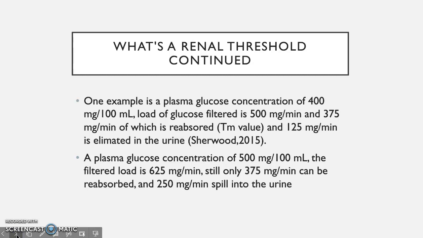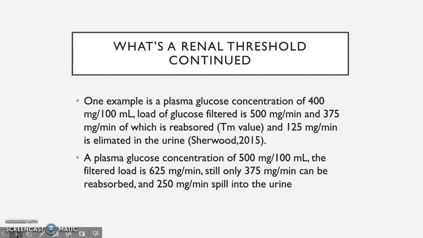What is a renal threshold continuum? This is an example provided. In one example, the plasma concentration is 400 milligrams per 100 milliliters, with a filtered glucose load of 500 milligrams per minute. 375 milligrams per minute is reabsorbed, which is the full TM value, and 125 milligrams per minute is disposed in the urine.